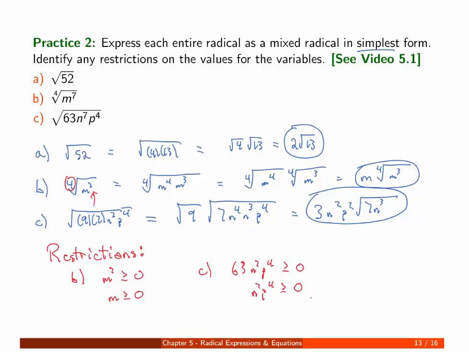Basically, at this point, you can divide by p to the 4, for instance, and you're going to get n has to be greater than or equal to 0. Similarly, on the other side, p has to be greater than or equal to 0 if you divide by n to the 7. Okay, so those would be your restrictions. Everything has to be positive in this case.